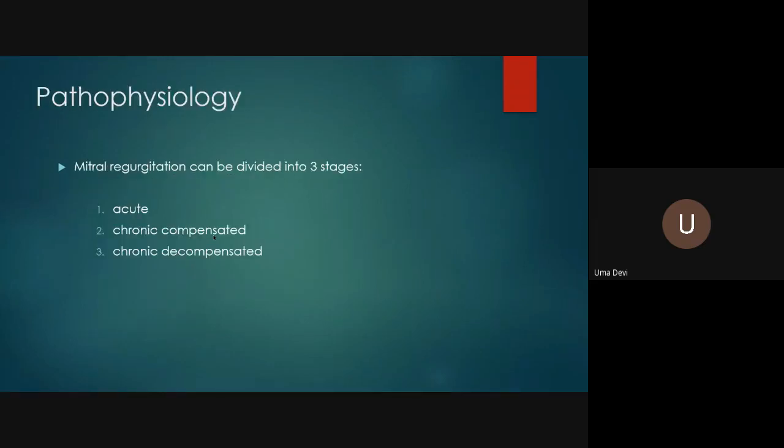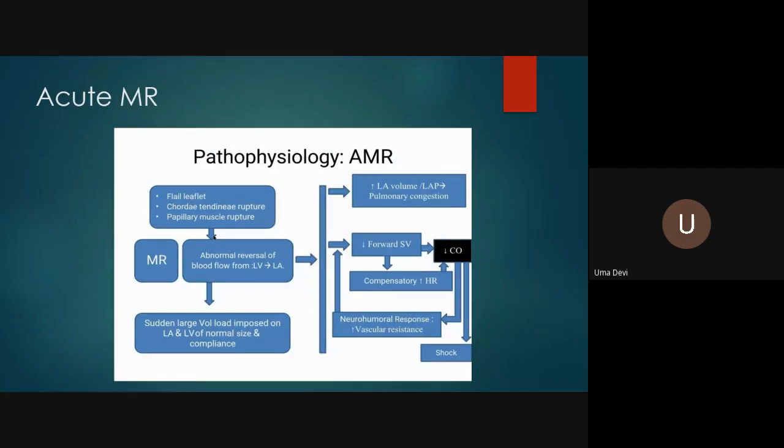So mitral regurgitation has 3 stages: acute, chronic compensated, and chronic decompensated. Now, when there is a flail leaflet, or a sudden chorda tendineae rupture or papillary muscle rupture, this flail leaflet you get in mitral valve prolapse. Because it keeps prolapsing, at a certain stage the stretch occurs to the chorda tendineae, and at a certain stage they may rupture suddenly. So that is why those 3 features have been written.